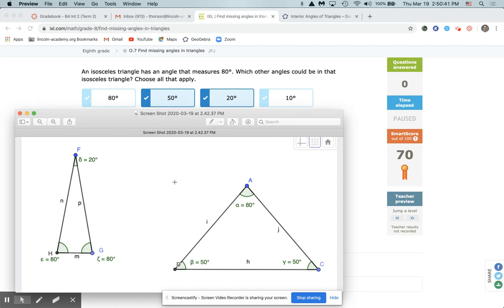And the difference to solve them is we either add that number to itself twice and subtract that from 180 to get the third angle, or we subtract this angle from 180 and divide by 2 to get the two smaller angles.